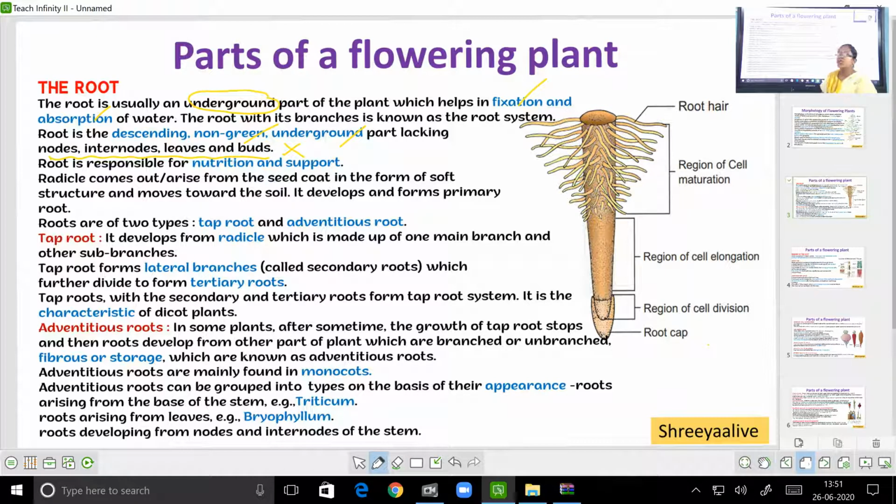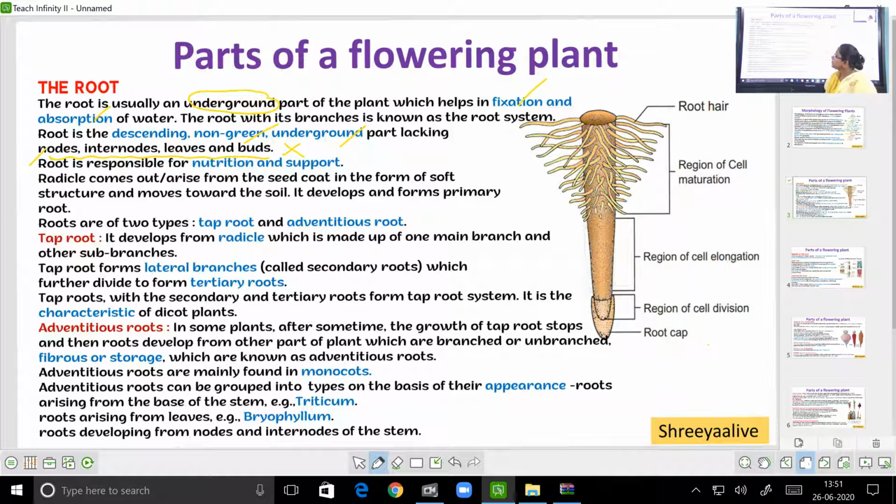Chlorophyll is completely absent in the root, and hence it is non-green in color. Next point is, it is responsible for nutrition and support. As I have already told you, nutrition means helping the absorption of water and minerals present in the soil, and support means anchorage.